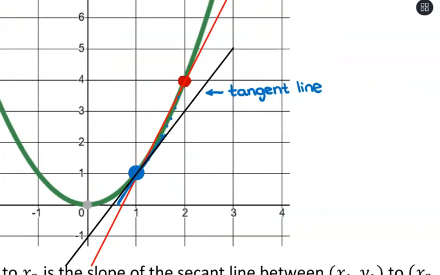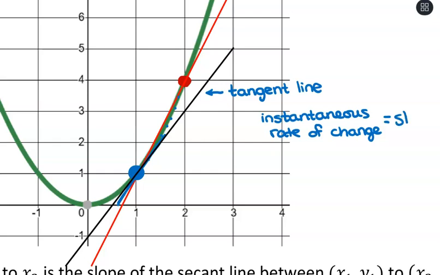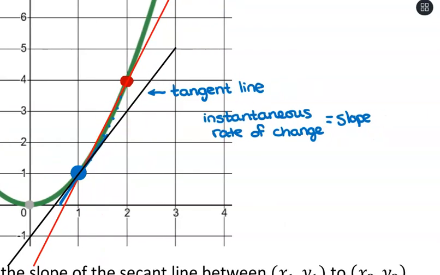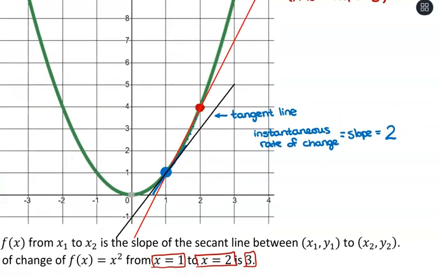And for a tangent line, the slope is going to relate to instantaneous rate of change. So instantaneous rate of change is equal to the slope, which in this case is equal to 2, just from visually looking at the slope of that line there. So that's where we're headed with calculus, is looking at rate of change at a single point on our function.